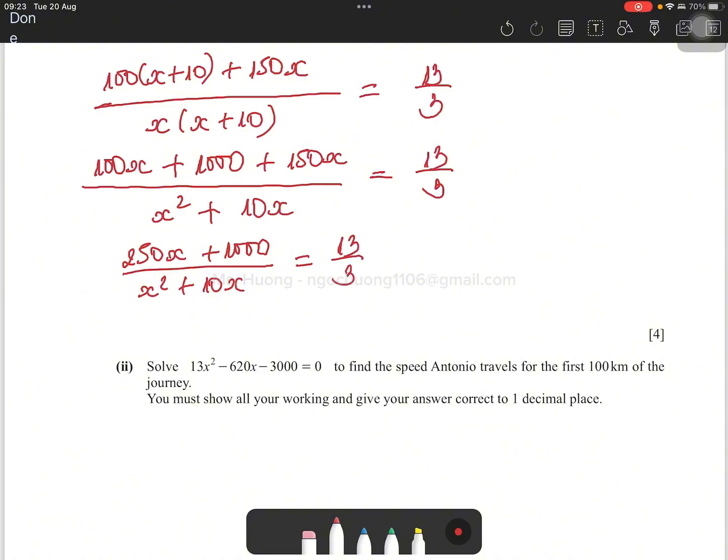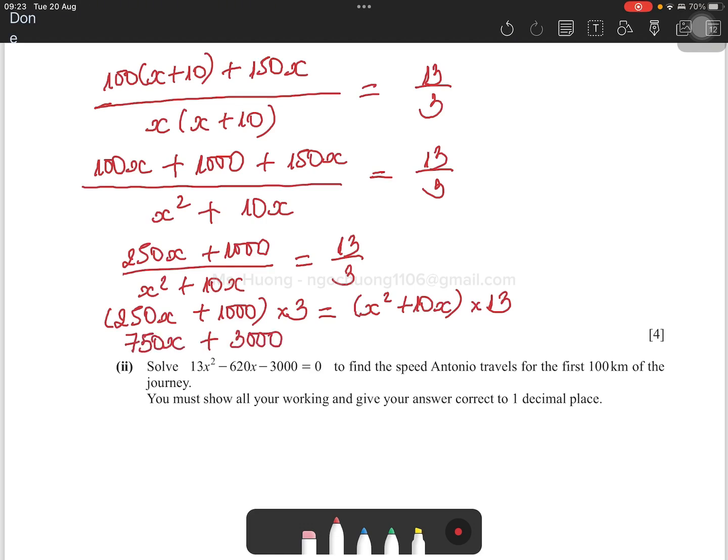Now we cross multiply. 250x plus 1000 multiplied by 3 is equal to x squared plus 10x multiplied by 13. 250x times 3 is 750x. 1000 times 3 is 3000. x squared times 13 is 13x squared, and 10x times 13 is 130x.